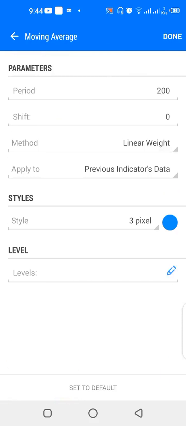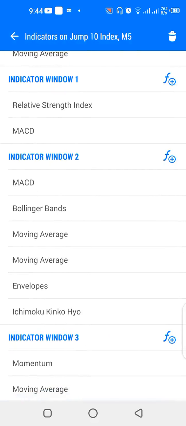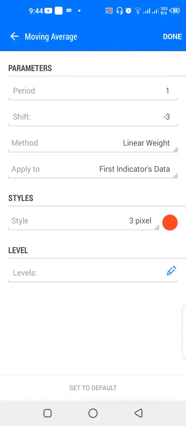Then we have moving average. Period is 200. Shift is 0. Method is linear weight. You apply to previous indicator's data and the color is blue. Still on indicator window 2, we have another moving average. The period is 1. Shift is -3. Method is linear weight. Apply to first indicator's data and the color is red.